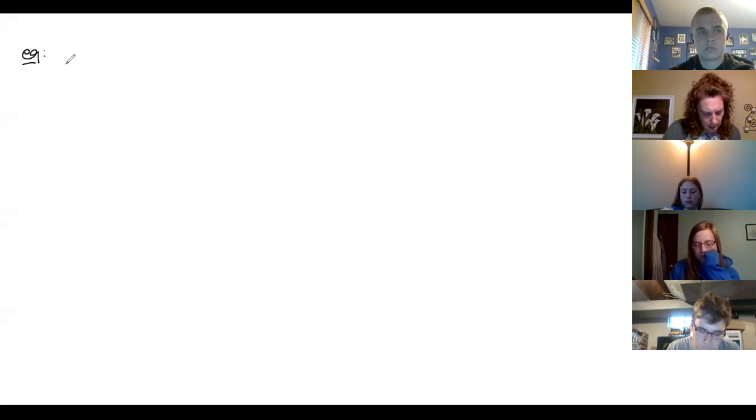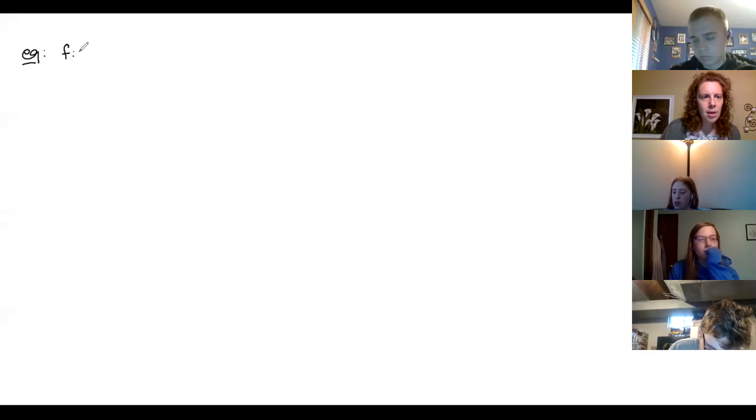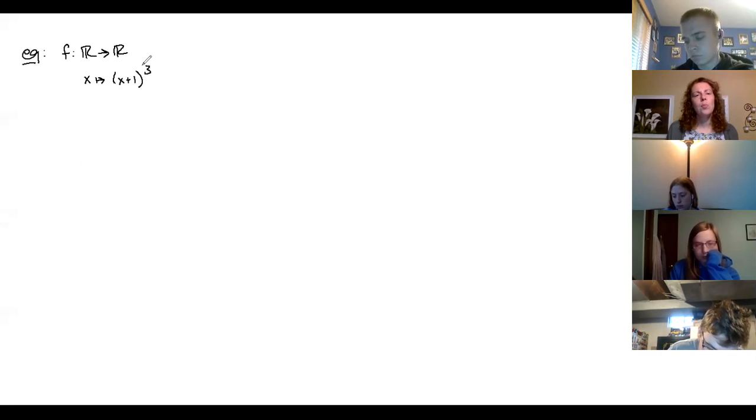For example, F is going to go from the real numbers to the real numbers, and I'm going to send X to (X plus 1) cubed. So from the real numbers to the real numbers, and I'm going to send X to (X plus 1) cubed. Here's my scratch work.